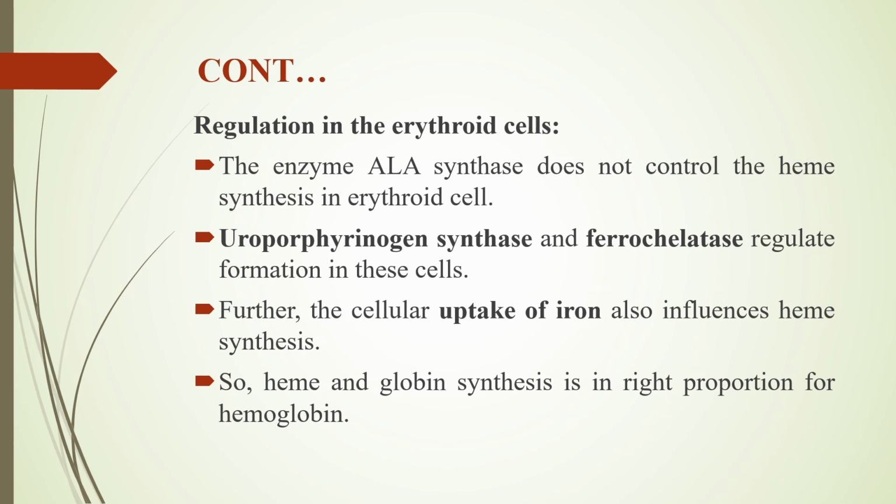The next is the regulation in the erythrocyte cells. In erythrocytes, there is no mechanism to control ALA synthetase, but the main enzymes in the erythrocyte are uroporphyrinogen synthetase and ferrochelatase. So these two enzymes can be regulated by the erythrocyte cells. By regulation of these enzymes, the heme formation can be controlled. Further, the cellular uptake of iron also interferes with its synthesis. So heme and globin synthesis is in the right proportion for the hemoglobin.